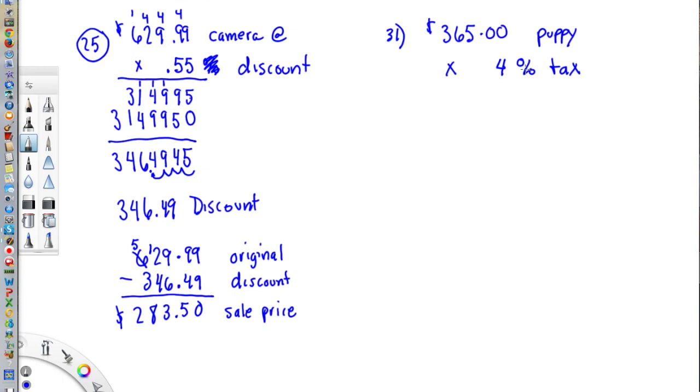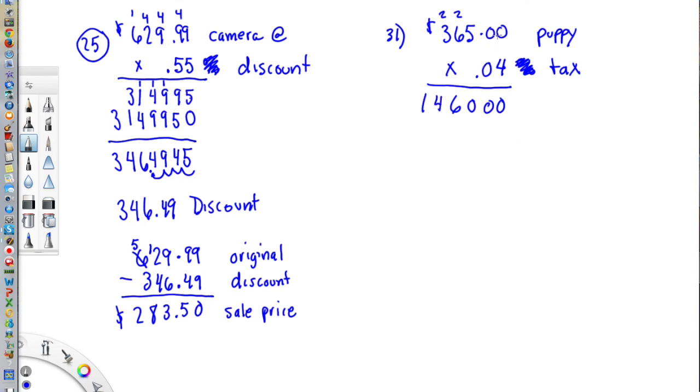And we know that 4% really means 4 out of 100, which would be 4 hundredths. So I'm going to get rid of the percent and change it to 4 hundredths, which is the same thing as 4 out of 100, or 4%. Okay, let's fire away here. We're going to take 4 times 0 and get 0, 4 times 0 and get 0, 4 times 5, get 20, put the 0 there, carry the 2 up here. 4 times 6 is 24, plus the 2 is 26, carry the 2. 4 times 3 is 12, plus the 2 is 14.